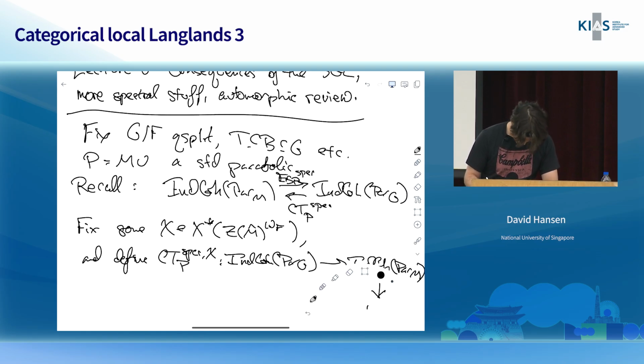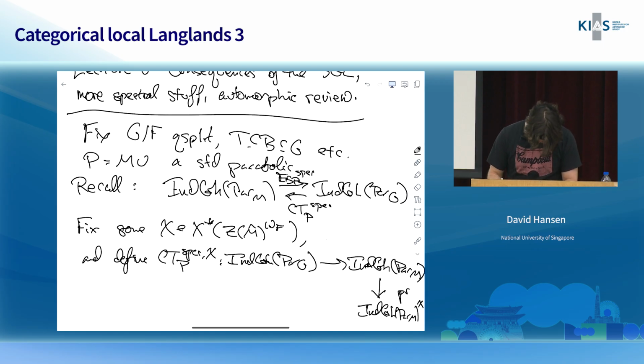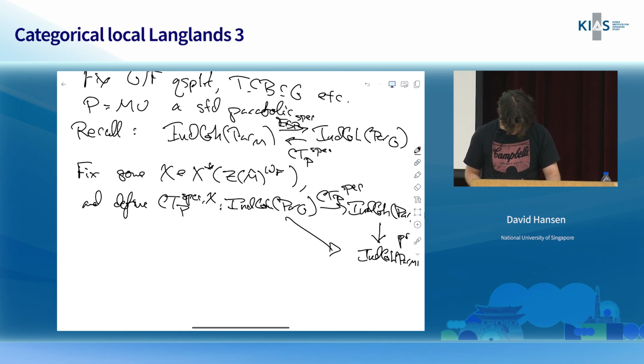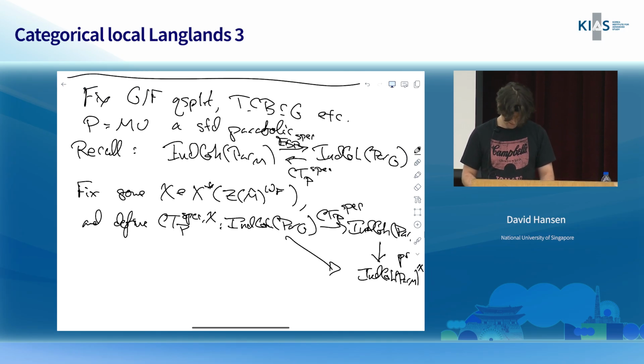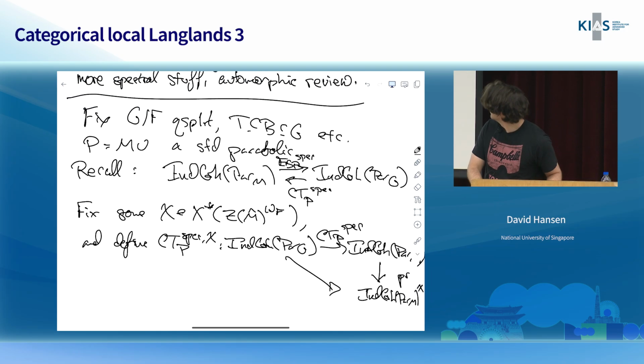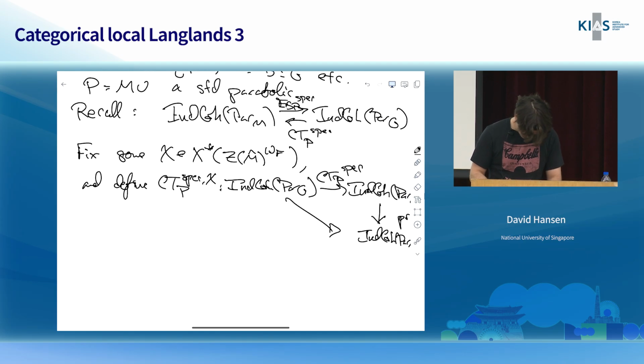So this is some projection, and this lands in Ind-Coh of Par M chi, okay? And so this is, of course, just CT P spec. So this diagonal arrow is what we're interested in. Can everyone read that? Okay. I'm sorry my handwriting is so terrible.